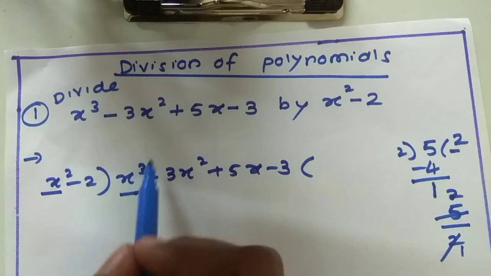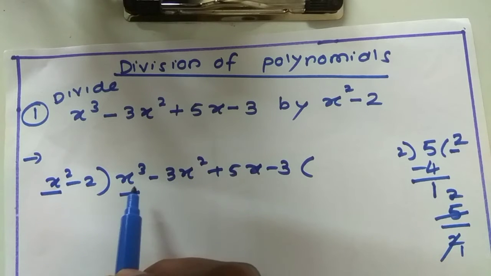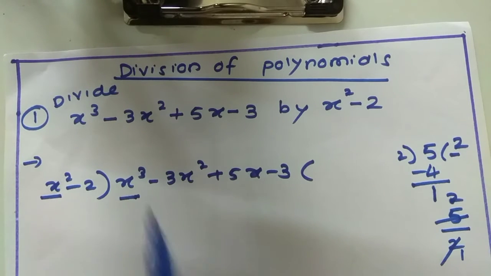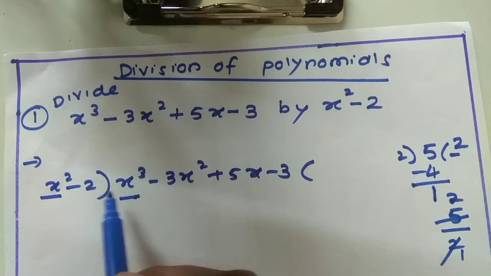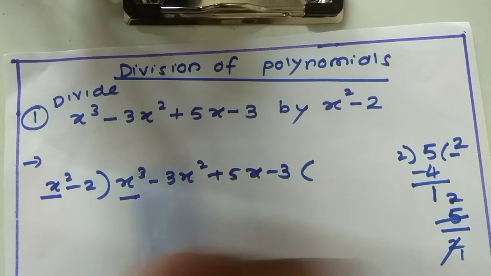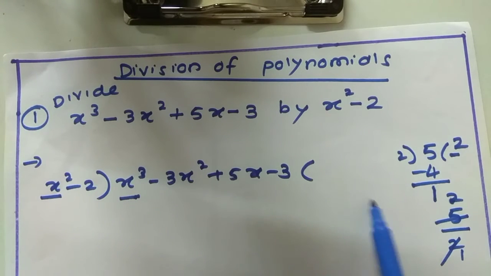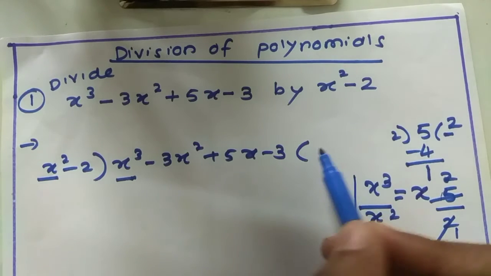So x square into how much will be x cube? It is an easy question, you can write x square into x is x cube. But sometimes you will get the quotient in fractions or other than 1, and then you have to think more. So without that, what you can do: take x cube, the term in the dividend, divided by the divisor x square. The x square will cancel, you will get x. So this is a term in the quotient.